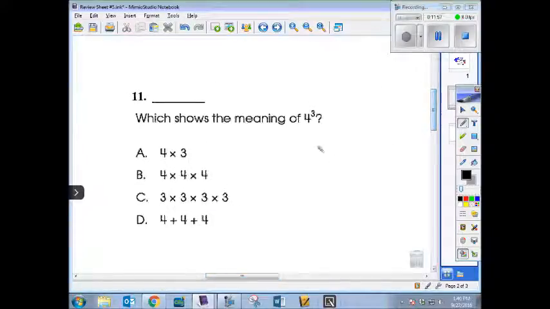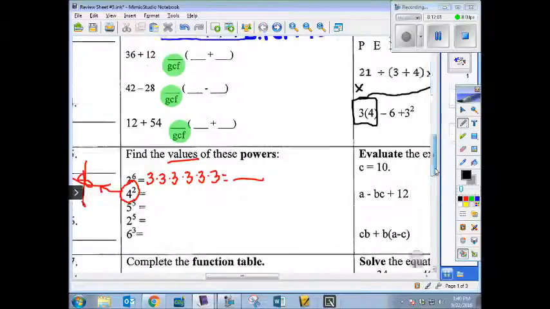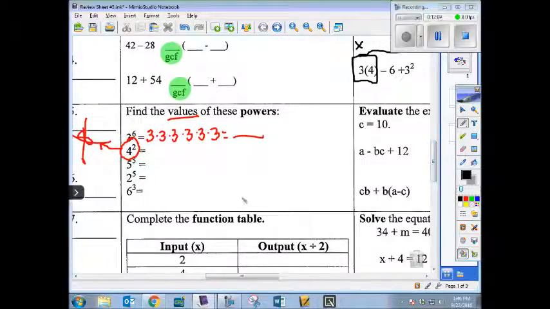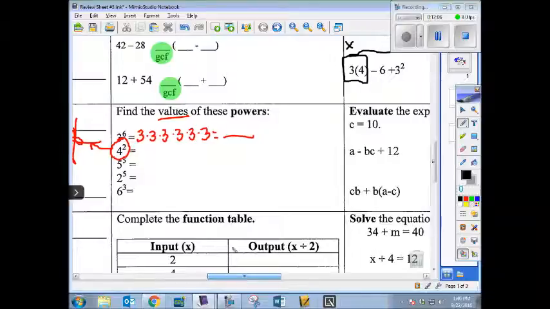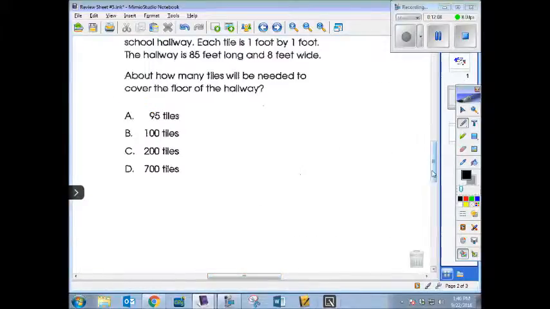Okay. What is the meaning of 4 to the third? Well, I kind of already went over that right here. So you're going to have to look back at that, but pretty easy there, I think.